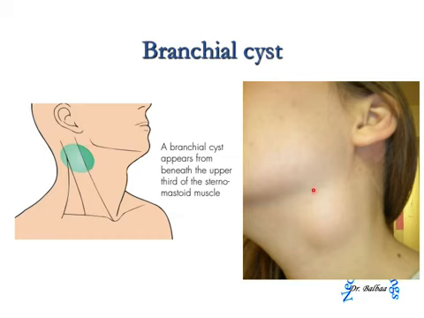What about the shape? It will be globular in shape. The size may reach up to 5 to 10 centimeters. It is oblong in shape, and it has a smooth surface. Consistency: it will be cystic in most cases, so I can elicit fluctuation in it, except in some cases where the swelling is very tense, cystic, and fluctuation may be difficult to elicit.